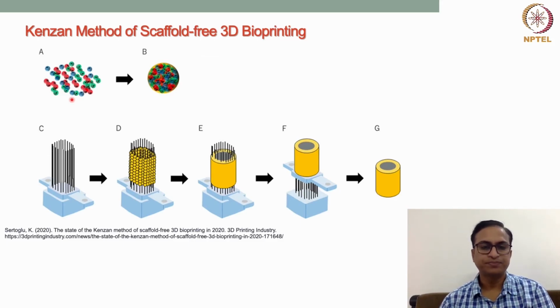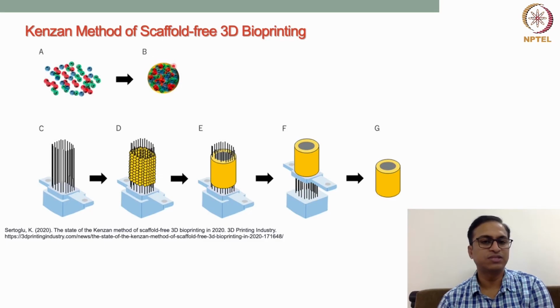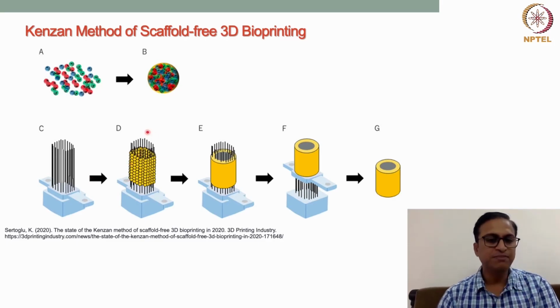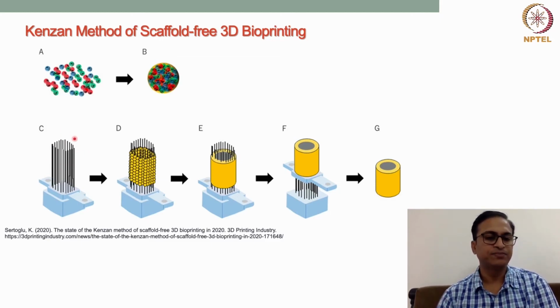This process is also very similar to spheroid or organoid preparation, but this group first prepared spheroids, the circular or spherical structures, and these spherical structures were then assembled by means of a micro needle array that they called Kenzan. So these spheroids are put onto the needles and stacked in the micro needle array, and then they allow it to self assemble.